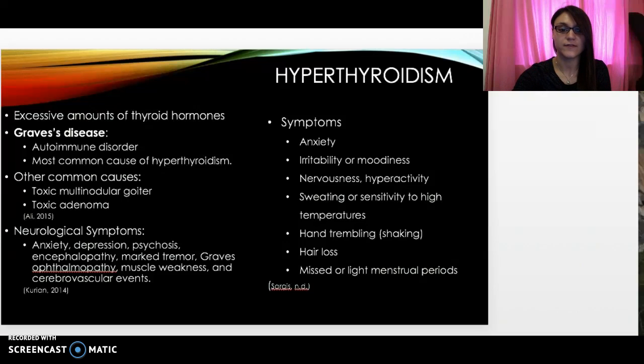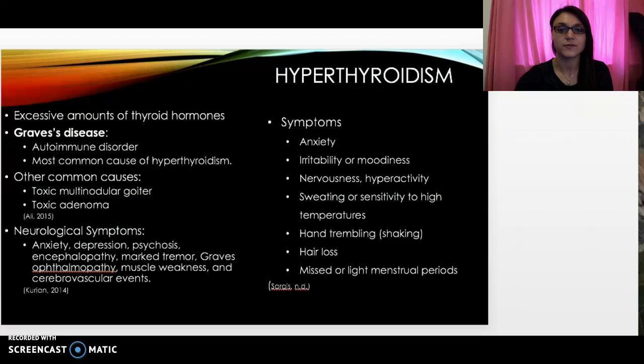Graves' disease runs in families and is most commonly found in women. Some other common causes of hyperthyroidism are toxic multinodular goiter and toxic adenoma. Toxic multinodular goiter is lumps in the thyroid gland that cause it to produce excessive amounts of thyroid hormone. Also, some people who consume too much iodine, either from foods or supplements or even medication, may cause the thyroid gland to overproduce thyroid hormones.